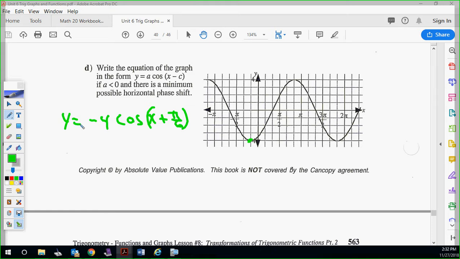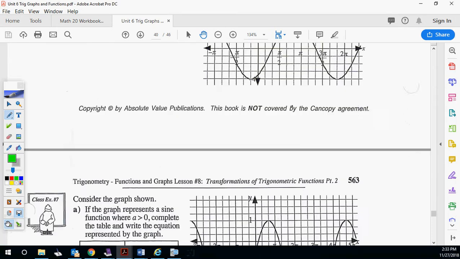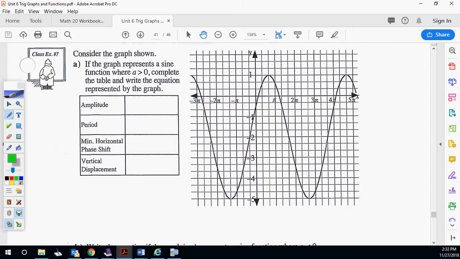Okay, so we got one more page and one little example at the end. We're almost there. Thanks for toughing it through.